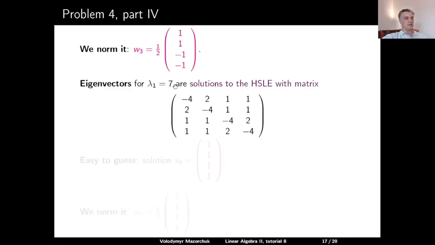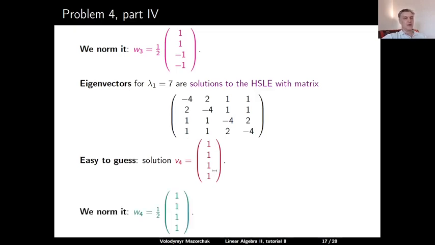Finally, the eigenvectors for the eigenvalue 7 are the solutions to the homogeneous system of linear equations with the matrix minus 4, 2, 1, 1, 2, minus 4, 1, 1, 1, 1, minus 4, 2, 1, 1, 2, minus 4. And here we can note that the sum of elements in each row is 0. This means that the vector 1, 1, 1, 1 is a solution. Again, the algebraic multiplicity is 1, so it's a unique solution up to scalar. It has length 2, so again we norm it and get the vector W4, which is equal to 1 divided by 2 times 1, 1, 1, 1.